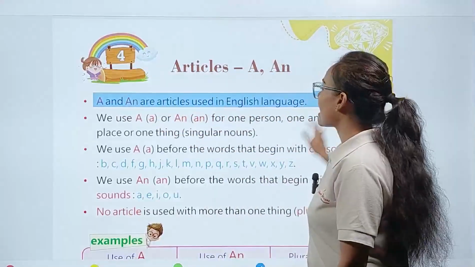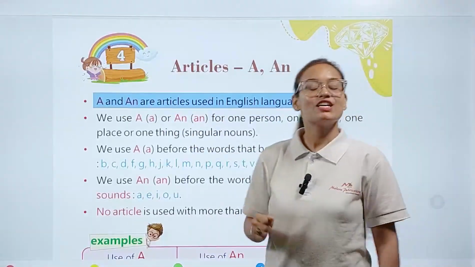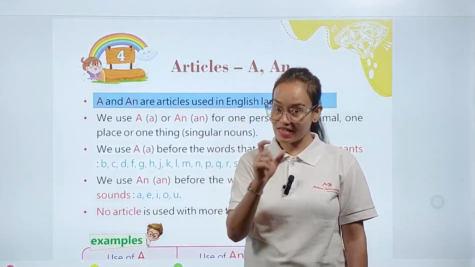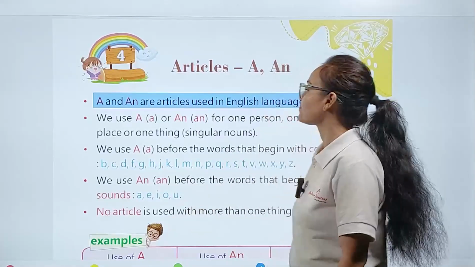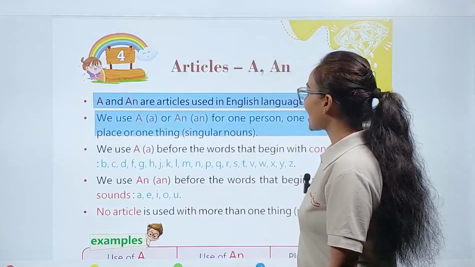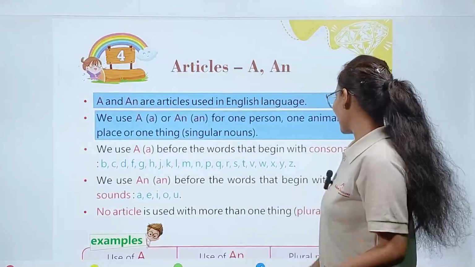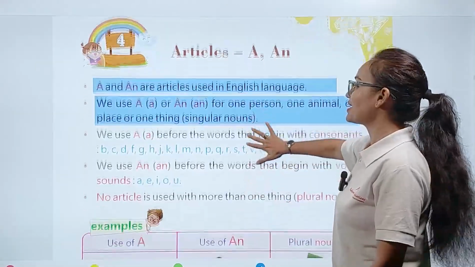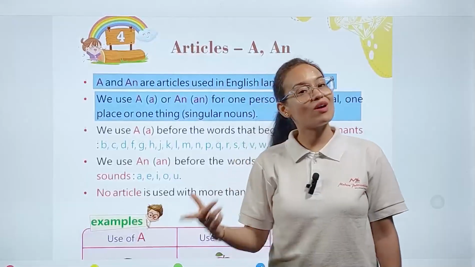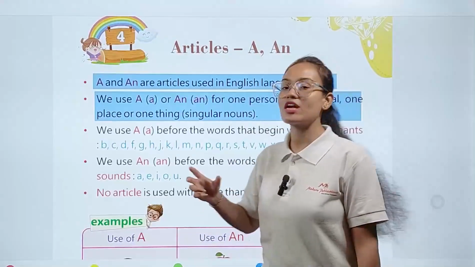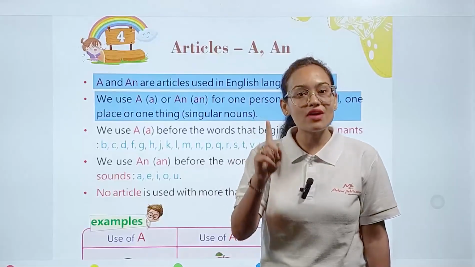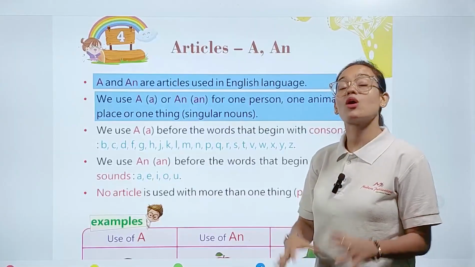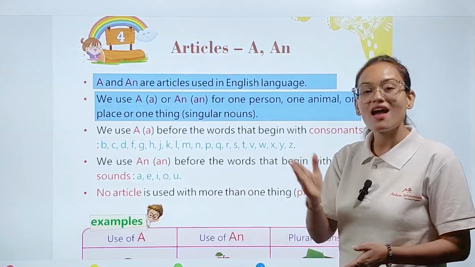A and AN are articles used in the English language. In English, we use two types of articles, A and AN. We use A or AN for one person, one animal, one place, or one thing, that is, singular nouns. Let's see why we use A or AN. Whenever we are talking about one thing, one person, one animal or one place, we use A or AN.